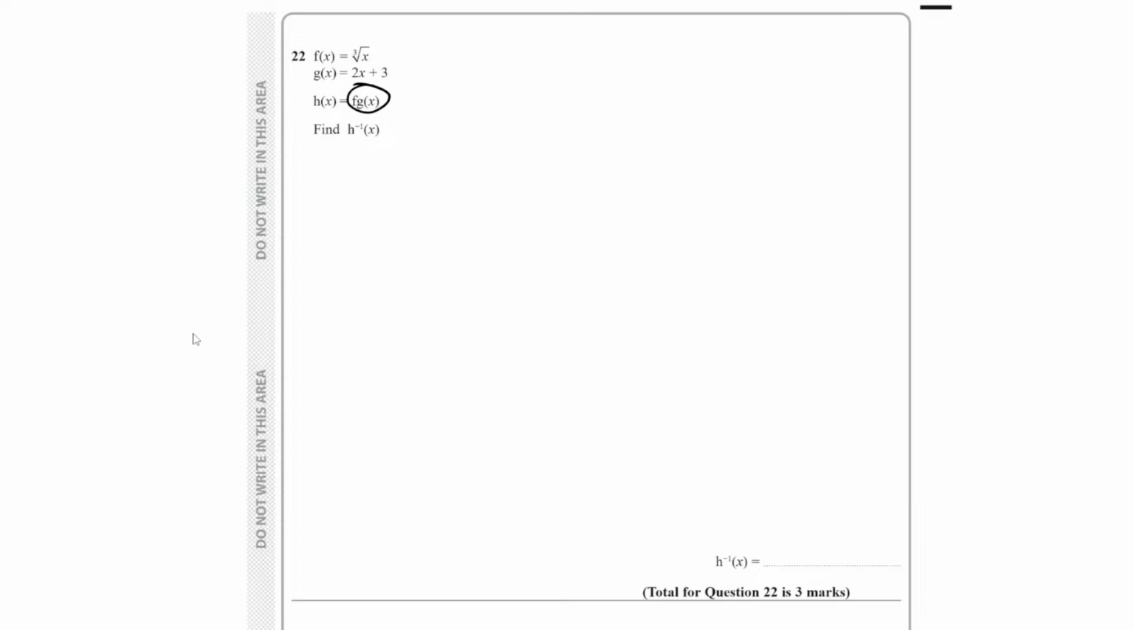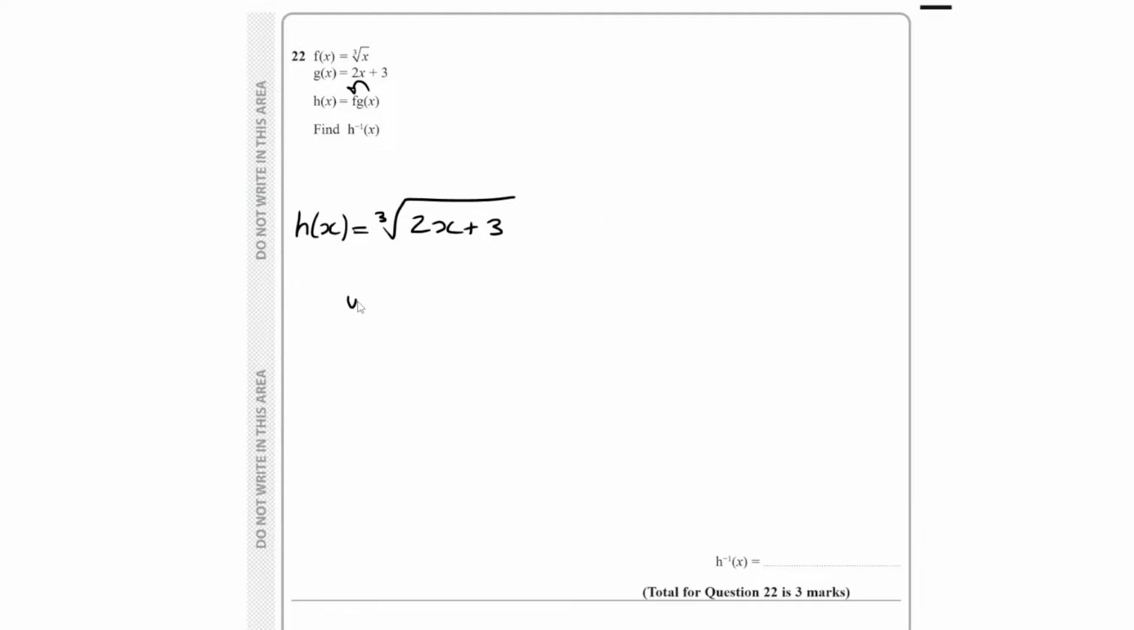First of all, I'm going to find the composite function. Once I've done that, I'm then going to invert it. So remember, it always goes backwards. So g would go into f. So h of x would be the cube root of the whole of g. That's pretty straightforward. There's nothing really to rearrange there, is there?